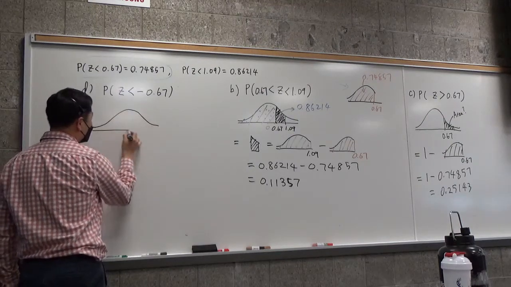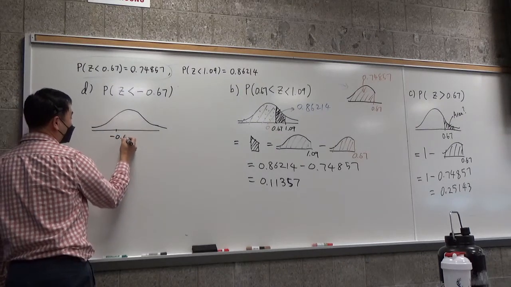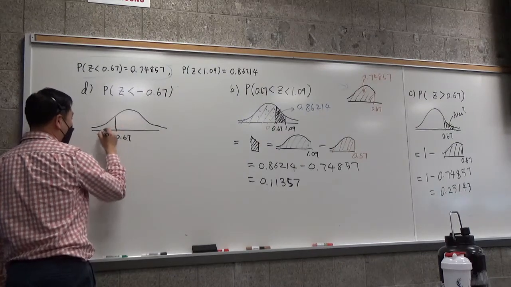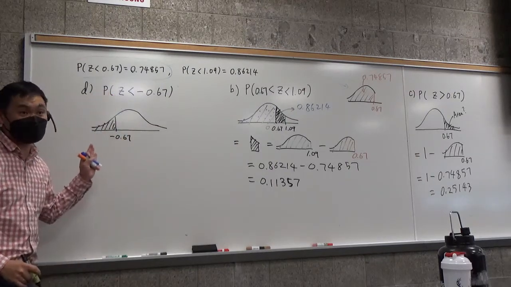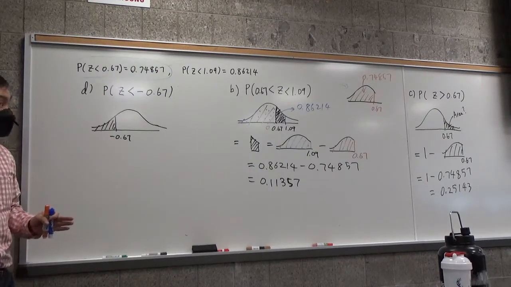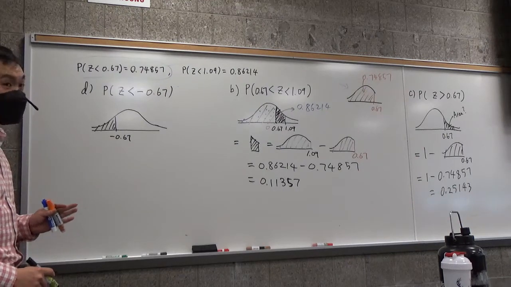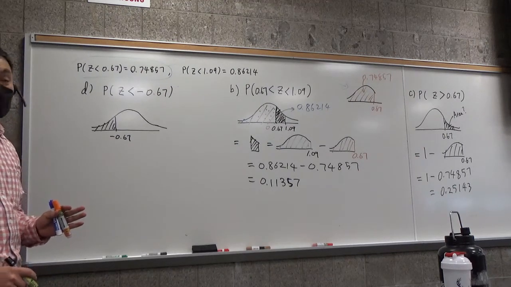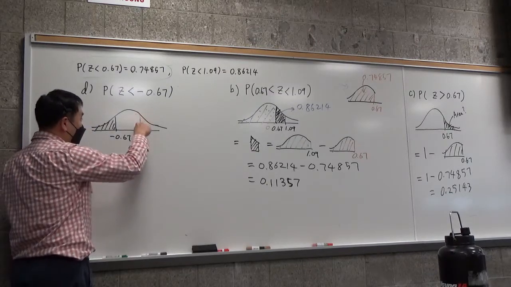Here's a bell curve. Here's negative 0.67, and we're looking for this because Z is less than negative 0.67, so you have to be left of it, right? But then we know that the bell curve is symmetric, right? So this area should actually be the same as this area here.